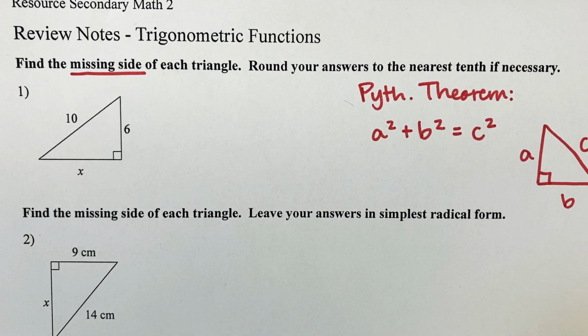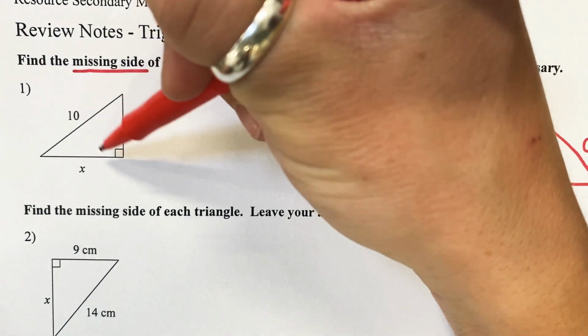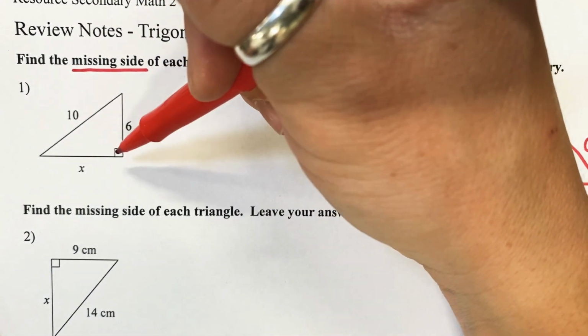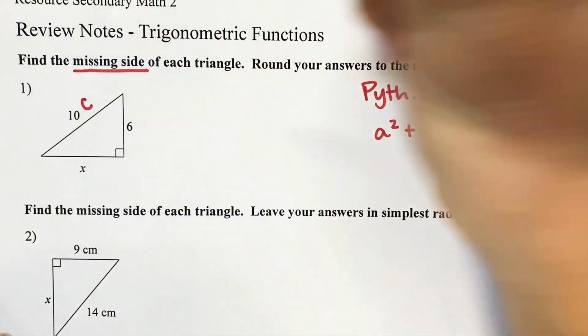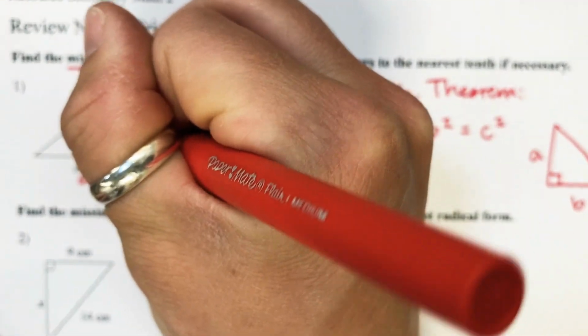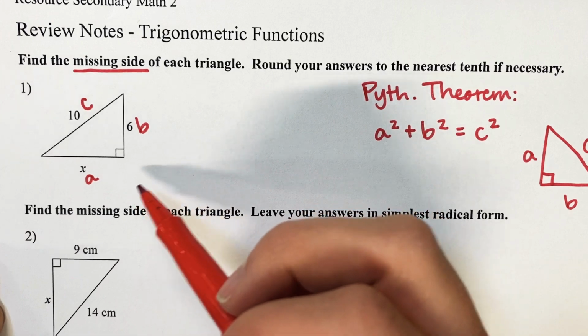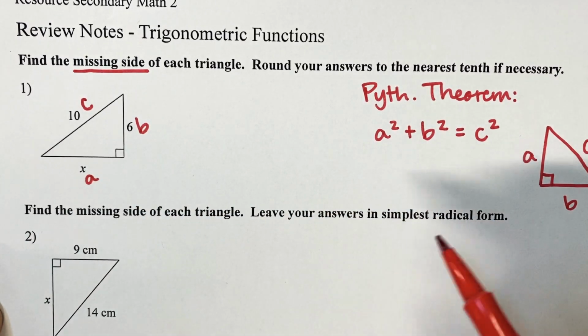Let's go ahead and label a, b, and c. If c is always across from our right angle, that means that 10 is my c. That means I can label x as a and b as 6. Now that I know my a, b, and c, I can go ahead and plug it into my Pythagorean theorem and solve.